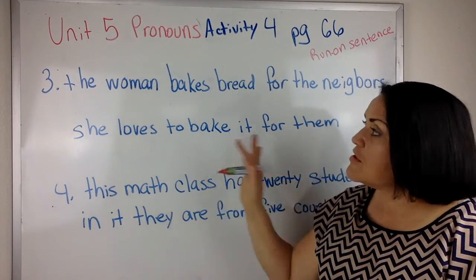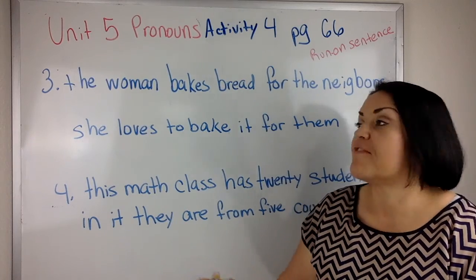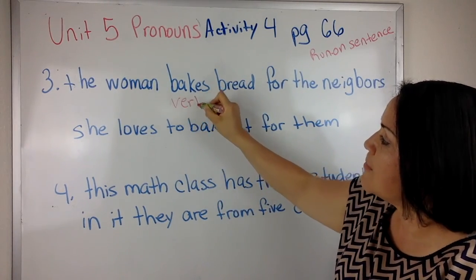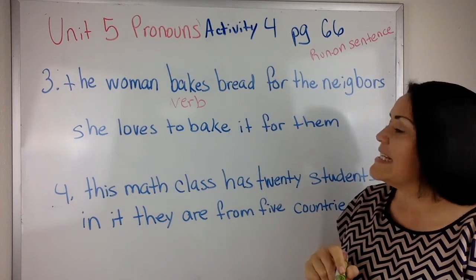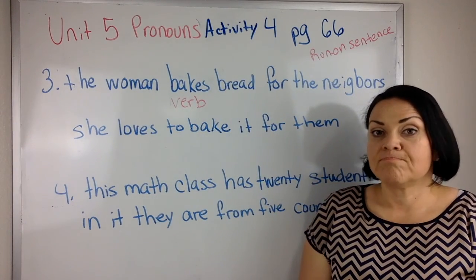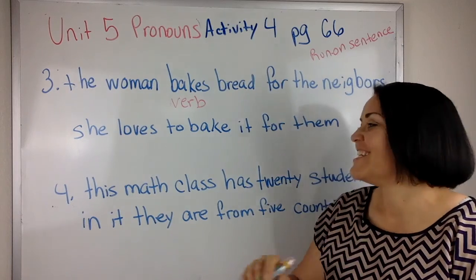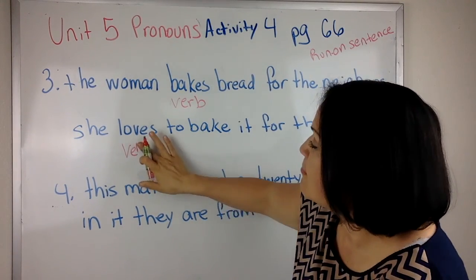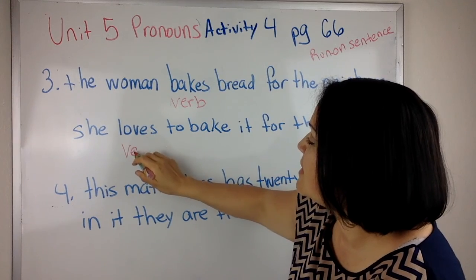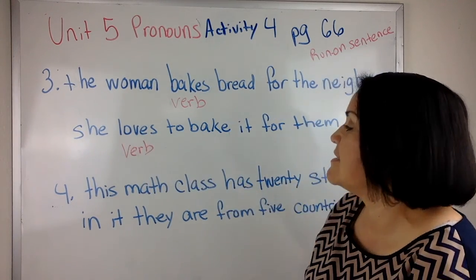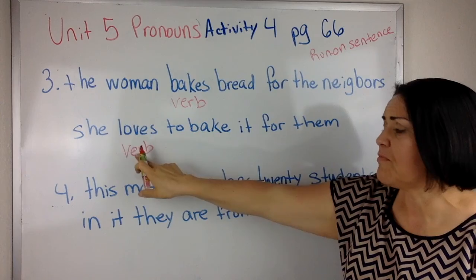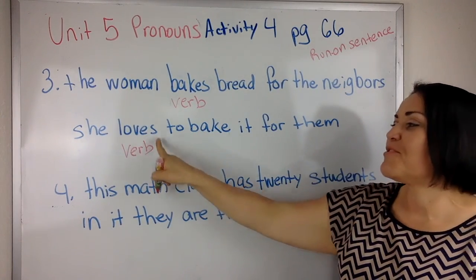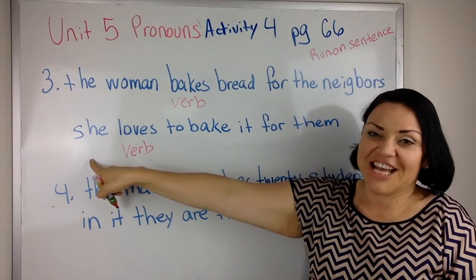So, first let's look for my favorite thing, the verb, right? The woman bakes. That's the verb. Where is the other verb? Good. Loves. Oops. No, I need to stop using my finger to erase. Verb. Sorry. So what comes before the verb is the subject.